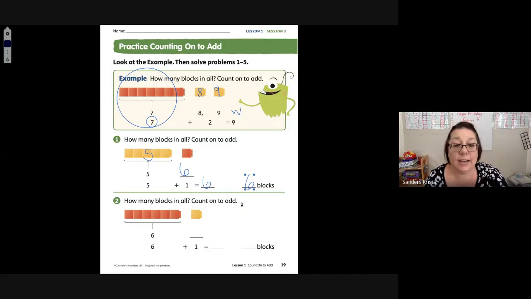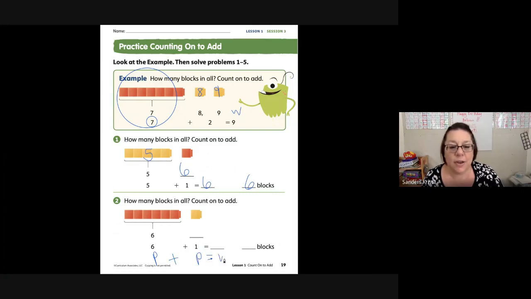Number 2 says, how many blocks in all? Count on to add. You can press pause and try this one on your own. When you have finished, press play and see if you did it correctly. Go ahead and press pause. All right, so number 2 says 6 plus 1 equals blank. So we have a part plus a part equals the whole or the total, right?